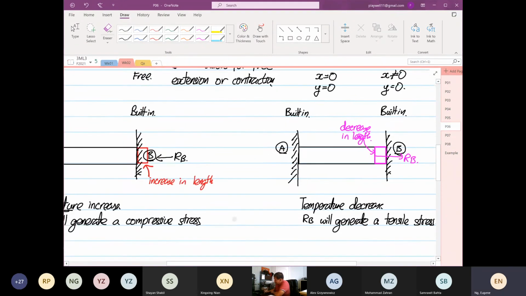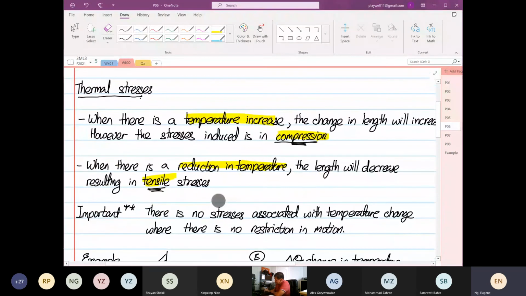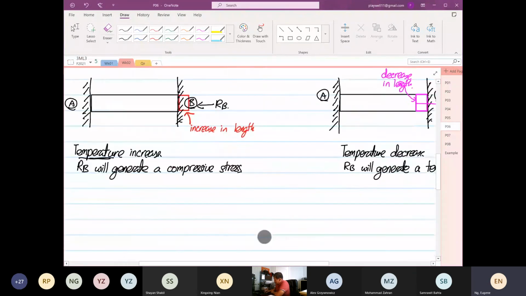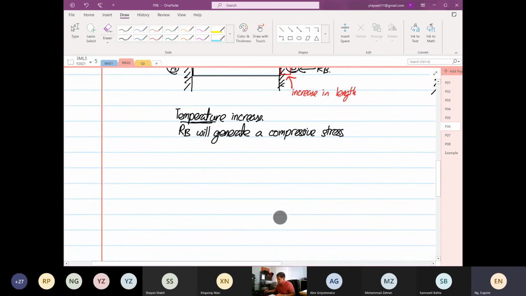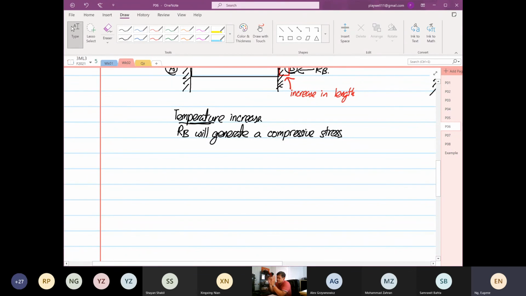That's why we make this statement. Now, when there's a reduction in temperature, there's going to be a tensile stress, and this is the reason why. Okay, so now I'm going to introduce you to a new formula, just an extra formula for what we're going to do down here. The analysis is still the same, in terms of you allow the structure to change in length, and then you push it back or you pull it back.